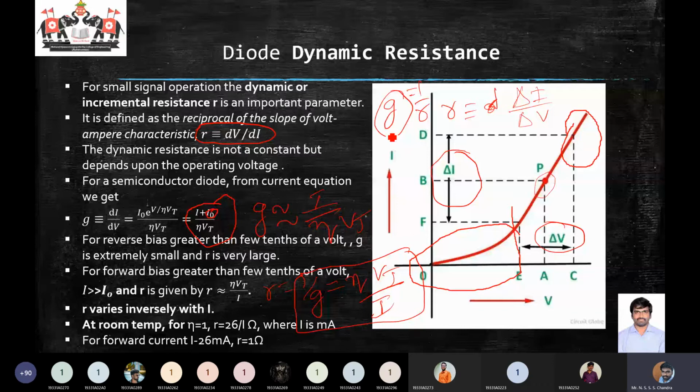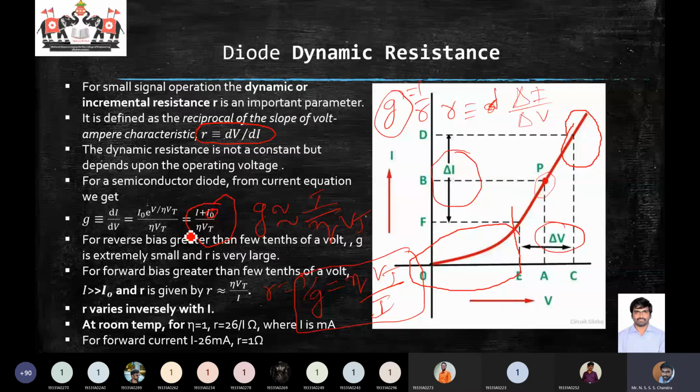So at room temperature, you are going to replace the Vt value. Vt value is nothing but 26 millivolts. For germanium, you take eta equal to 1, Vt equal to 26 millivolts, and current in milliamperes, so milli gets cancelled. So I can write resistance as 26 by I ohms. In case the forward current is around 26 milliamps, then the dynamic resistance will be around 1 ohm.